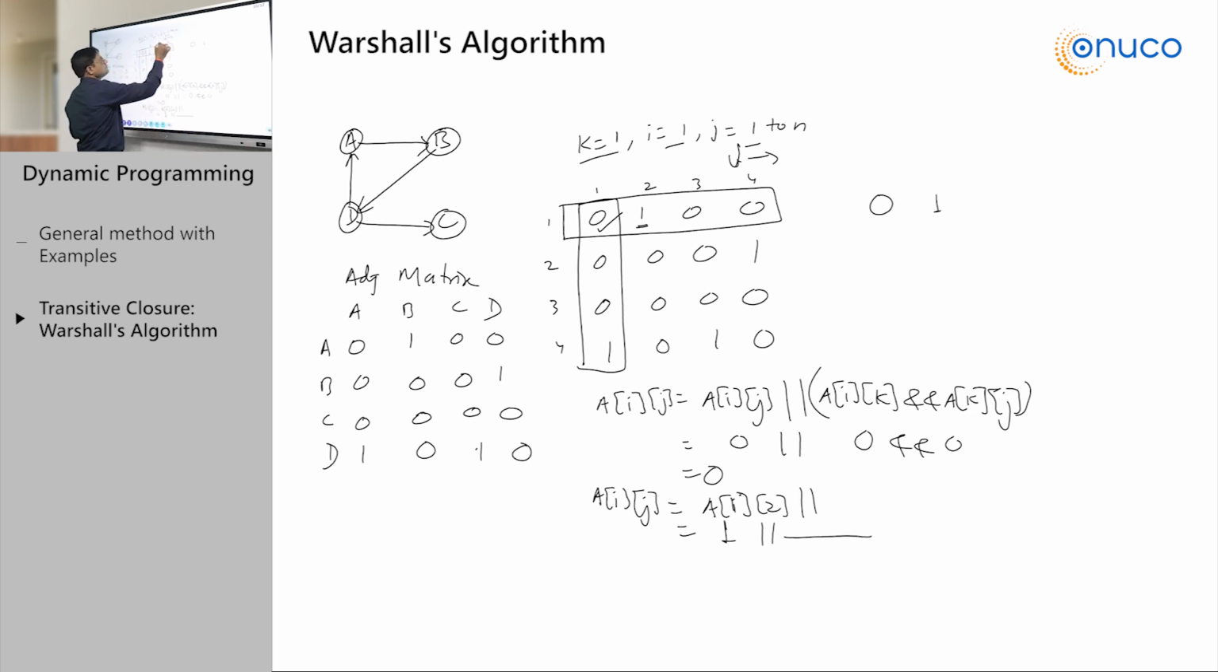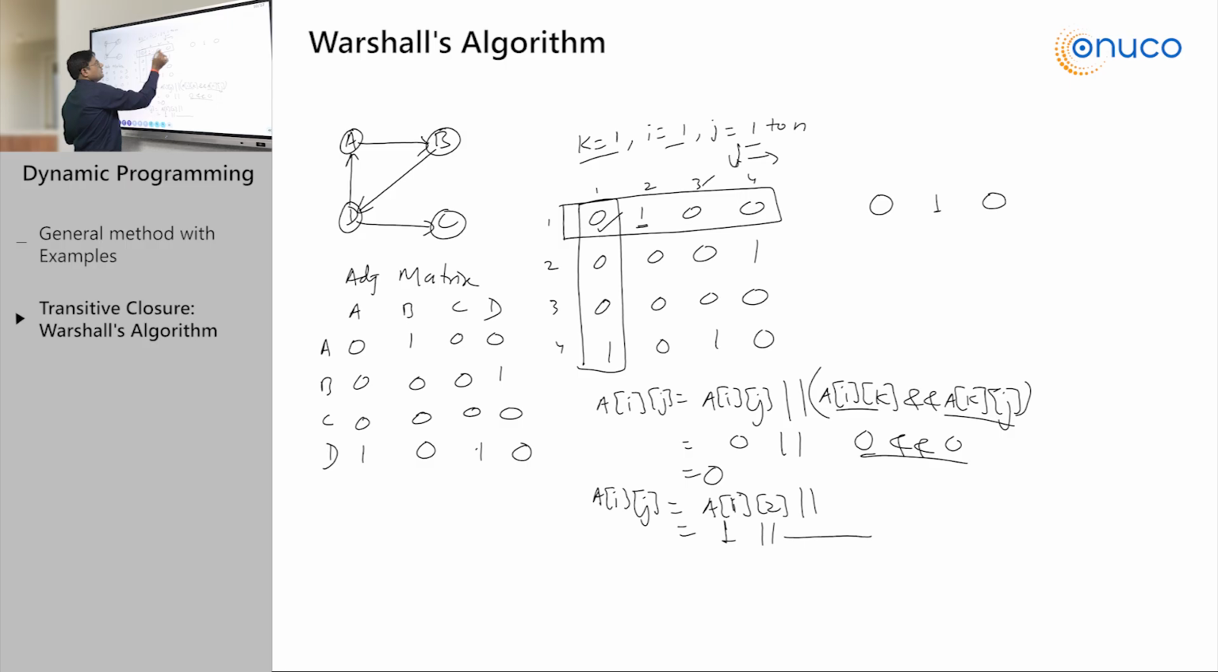Now j becomes 3. If j is 3, what will happen? If j is 3, A of 1, 3 is 0, then we are going and implementing this part. A of 1, 1 is 0, and A of 1, 3 is 0. So 0 and 0 again for this position will remain 0, no change.